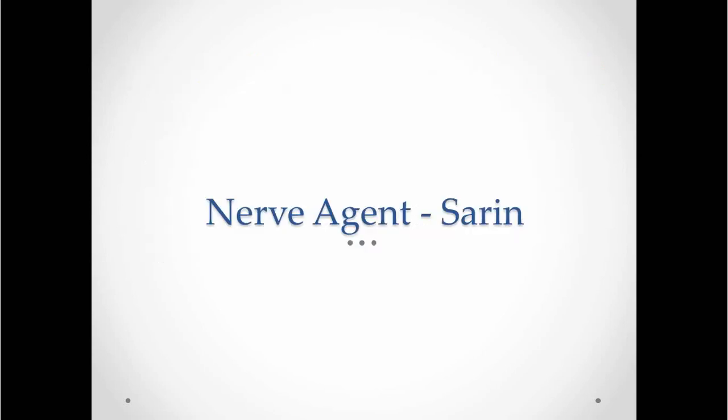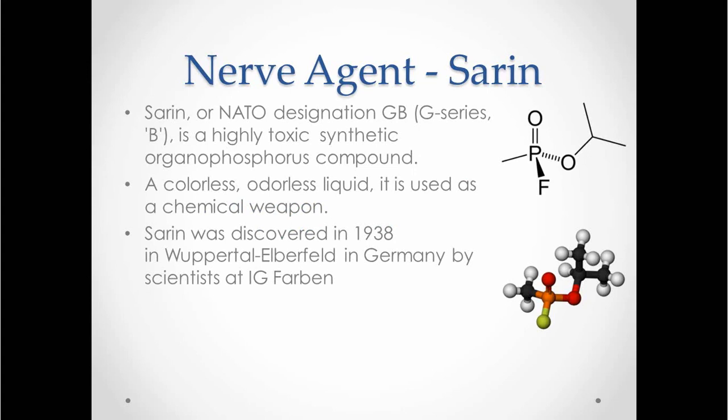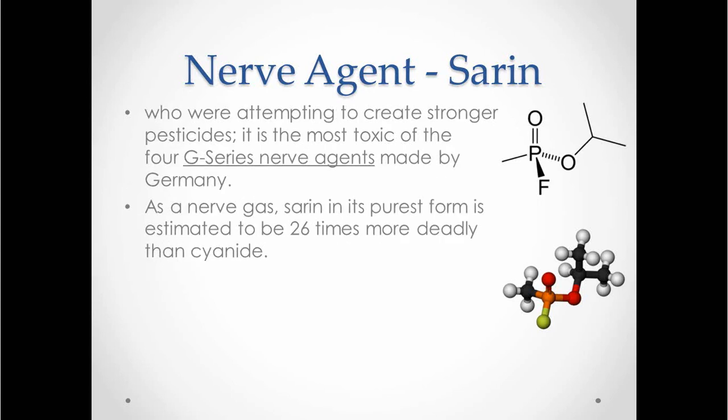Nerve agent, Sarin. Sarin, or NATO designation GB (G series, B), is a highly toxic synthetic organophosphorus compound. A colorless, odorless liquid, it is used as a chemical weapon. Sarin was discovered in 1938 in Wuppertal-Elberfeld in Germany by scientists at IG Farben, who were attempting to create stronger pesticides. It is the most toxic of the four G-series nerve agents made by Germany. As a nerve gas, sarin in its purest form is estimated to be 26 times more deadly than cyanide.